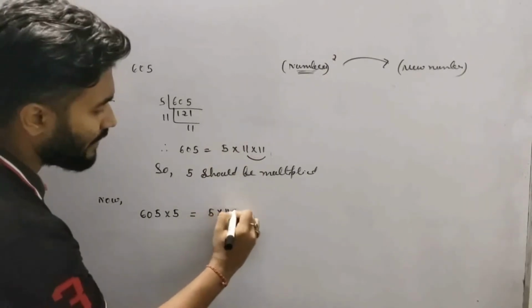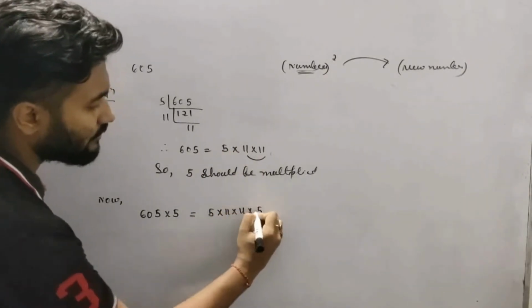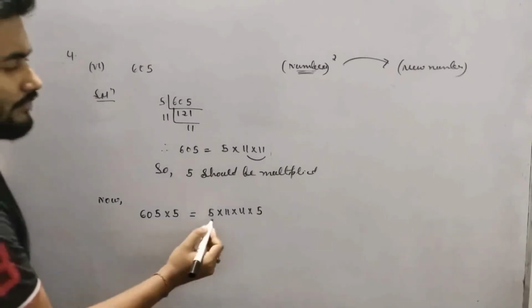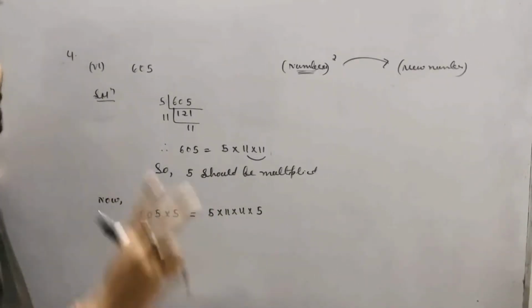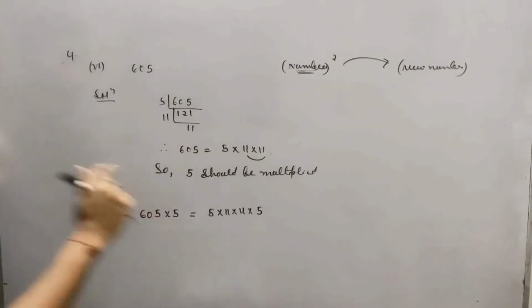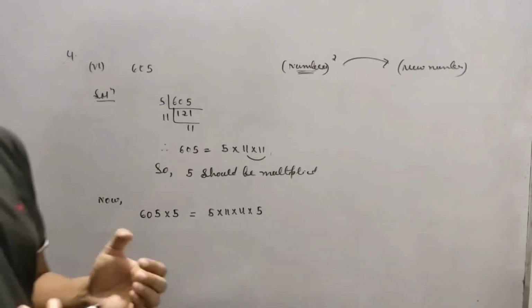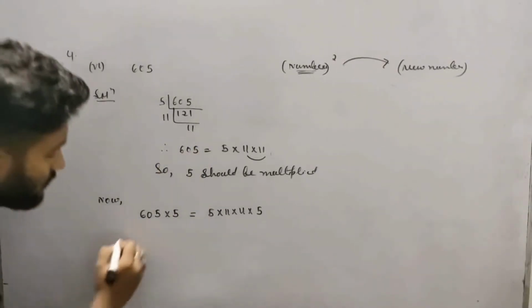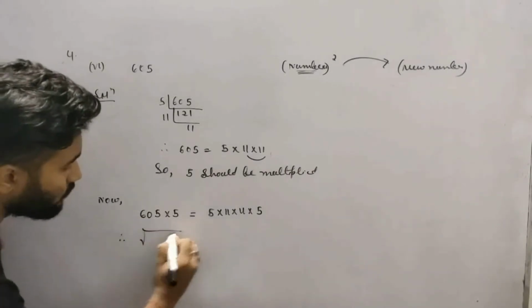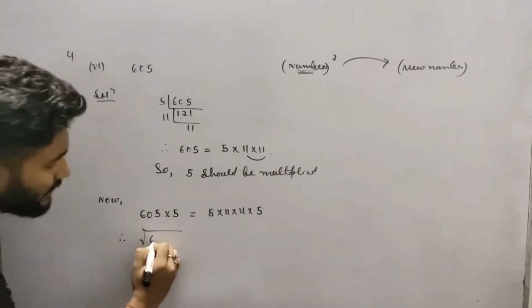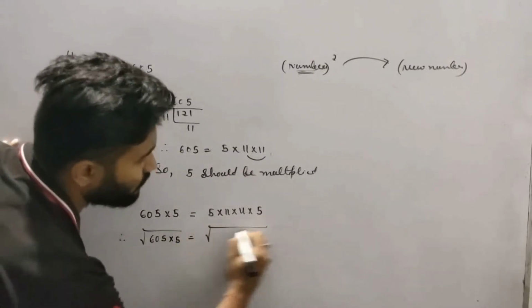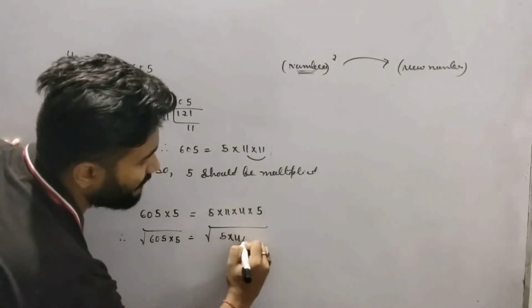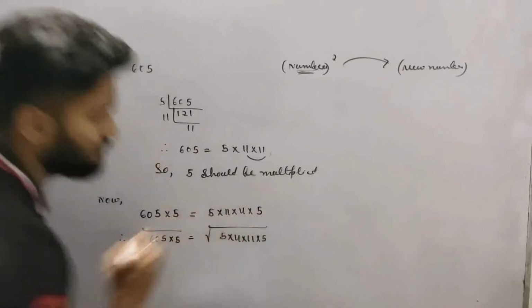So 605 and you multiply 5. Why? Because 5 should be multiplied. So 5 into 11 into 11 into 5. Now you see 5 is twice, 11 is also twice. There are two 5s and there are two 11s. Done. Now you have to just simplify the square root. So the square root of 605 into 5 will be equal to the square root of 5 into 11 into 11 into 5.